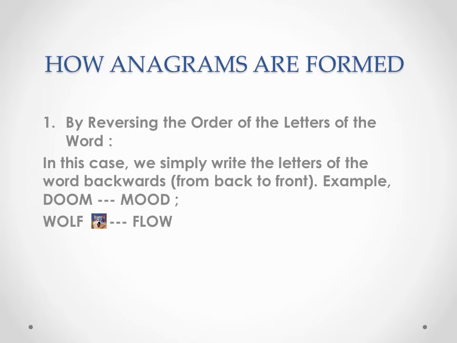So for example, in the word you see on the screen, I have doom and mood. I also have wolf and flow. Did you observe what happened? I wrote the words backwards. In the first word, I have doom. But this time, to get an anagram of it, I had to begin with the letter M, which was the last letter of the word doom. Then followed by letter O, another O, and D.